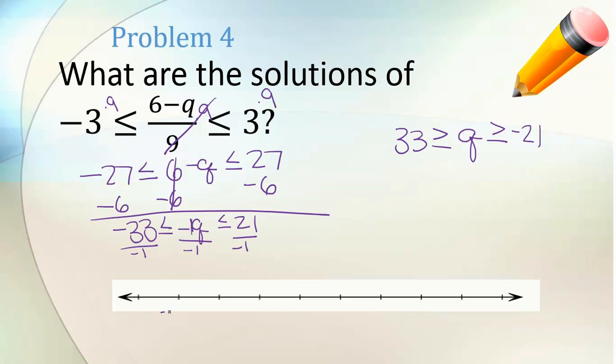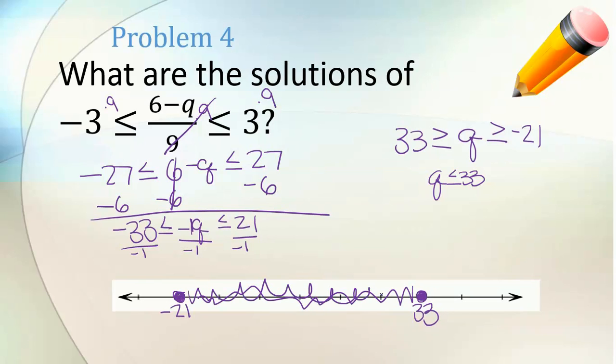So let's graph our two lines. Negative 21, 33. Looks like they're both closed dots. There we go. q is less than or equal to 33, so less than 33 will go that way. And q is greater than negative 21, which is that way. Wonderful. They go inside, just like a normal "and" would.